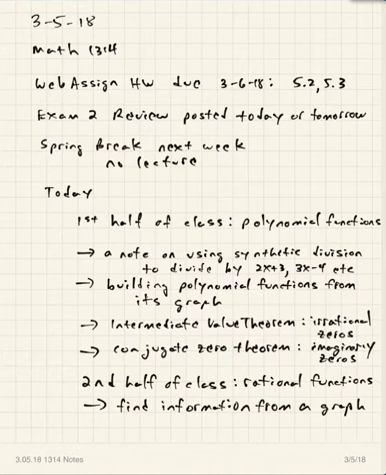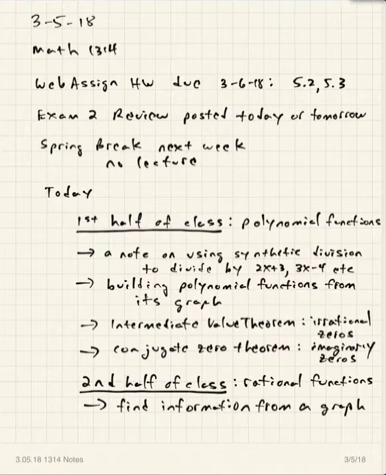All right, today, basically the first half of class, we will be talking about polynomial functions, and then the second half of class, we'll be talking about rational functions and making a transition from polynomial functions into rational functions. And I've got a list of things that we're going to talk about today for polynomial functions.